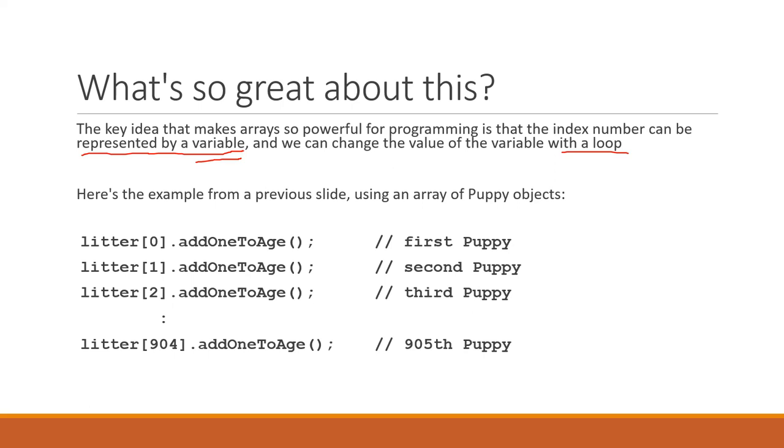remember before I had 905 things? So if I have an array of 905 puppy objects, the first one is position 0, second one is 1, third one is 2, etc., and the last one is position 904.